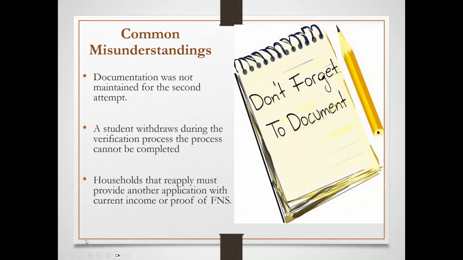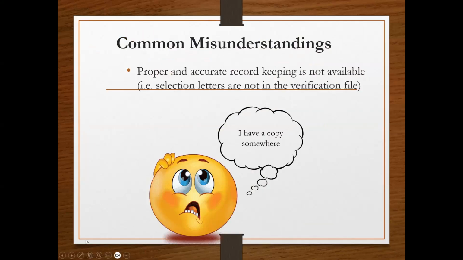Another misunderstanding is that households that reapply must provide another application, and with that application there has to be a current income or proof of participation in an assistance program. It's not a new application, but when they give you that application, it goes with the previously submitted one. Make sure they submit it with proof of income or proof of an assistance program.